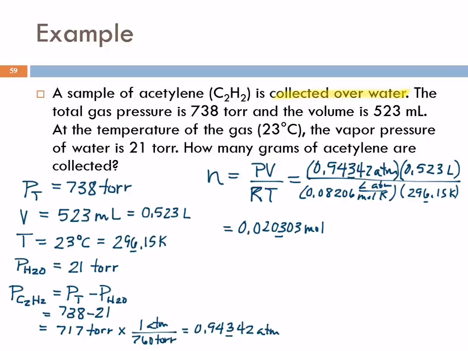We're going to convert that to grams using the molar mass. Grams and moles. So 2 carbons times 12.01 plus 2 hydrogens times 1.008. Molar mass is 26.036. Times 0.020303. 0.529 grams. Any questions?